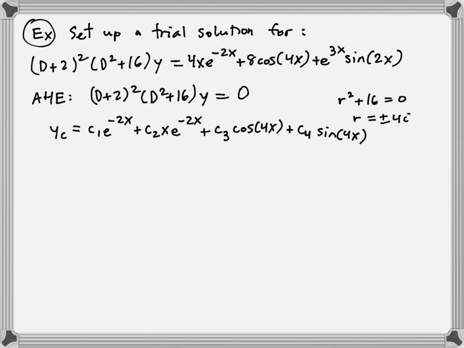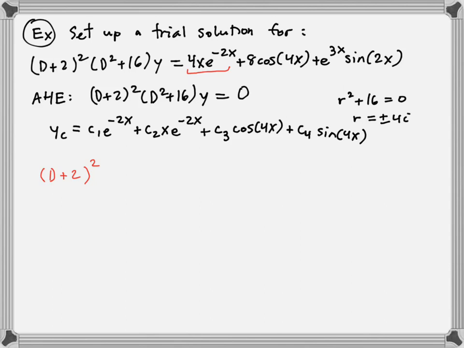So I'm going to look at this guy first. I've got a 4x e to the negative 2x. So what's going to annihilate that? I need a d plus 2, right? Because remember, it's always d minus whatever that exponent is. But I need it to be squared because I've got an x term in there.